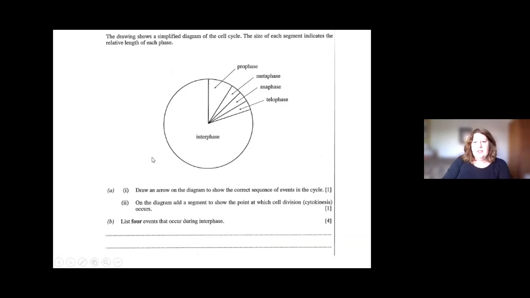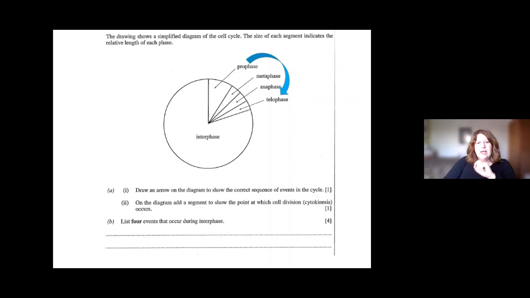So let's put some of that into practice now, because what we can see here is a diagram similar to what I showed you earlier on, with interphase occupying most of the cell cycle, and also some other phases. So what we've got there is PMAT. It says draw an arrow on the diagram to show the correct sequence of events. So this is wanting you to work out that PMAT occurs in a certain order, and it's no surprise that it's in that order, because that's how we learned it, PMAT. So draw an arrow nice and clear on the diagram to show that sequence of events.